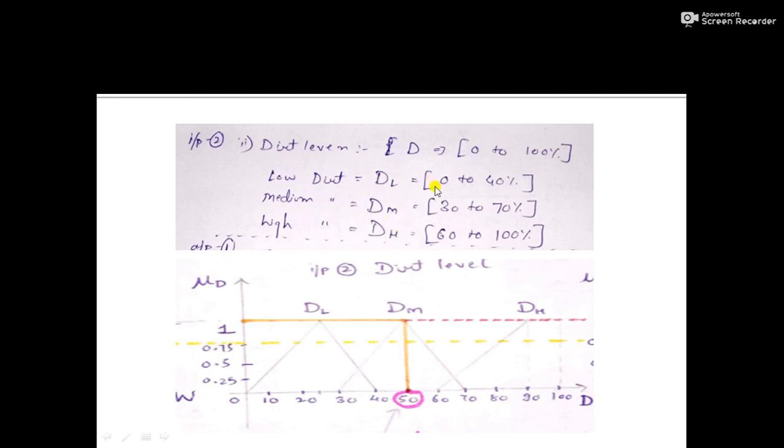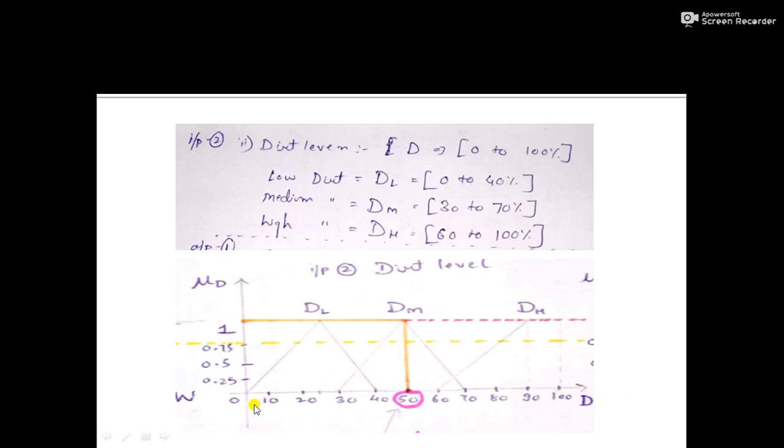Low dirt is categorized into the range of 0 to 40%, whereas medium dirt level is considered in the range of 30 to 70%, and high dirt is considered in the range of 60 to 100%. So here also we can see that we have used an overlapping type of function. Coming to the diagrammatic representation, the y-axis is nothing but your fuzzy values, whereas the x-axis is our crisp values, that is D, the dirt level. So it is ranging from 0 to 100%.